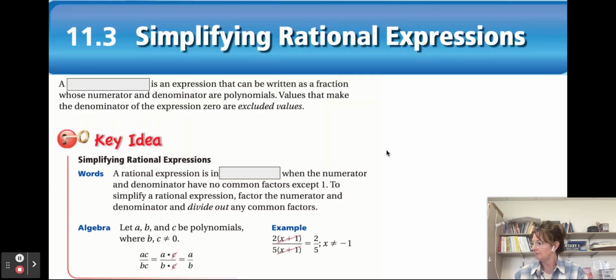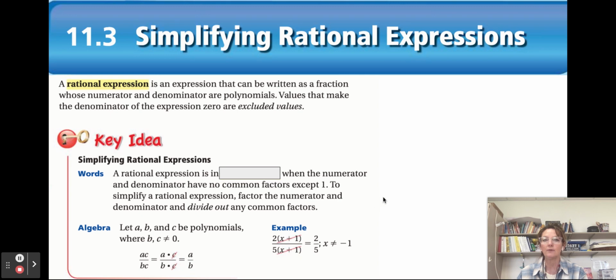So getting started, what we're talking about here is a rational expression, and it's an expression that can be written as a fraction whose numerator and denominator are polynomials. All the way back to chapter 7 when you learned about polynomials, values that make the denominator of the expression 0 are excluded values. So we will talk about those.